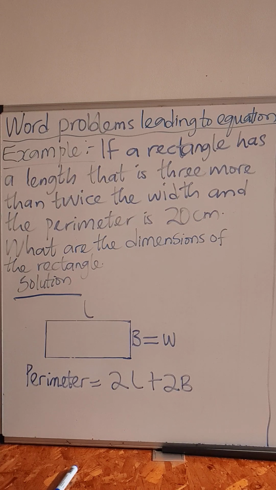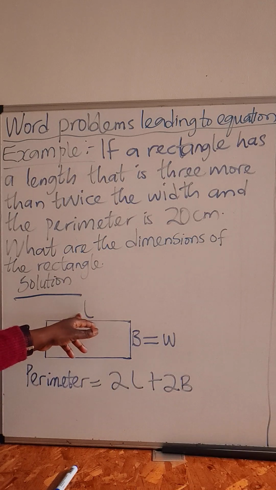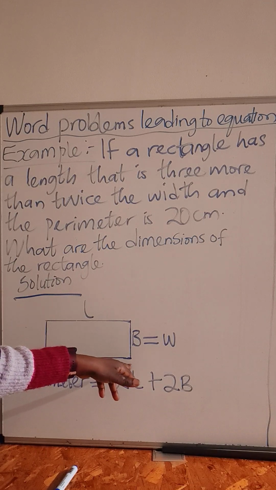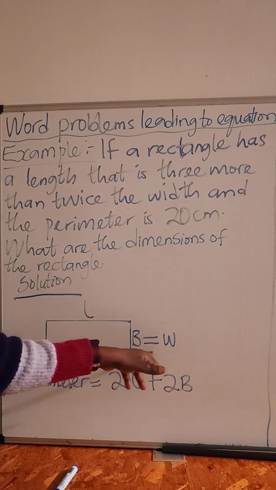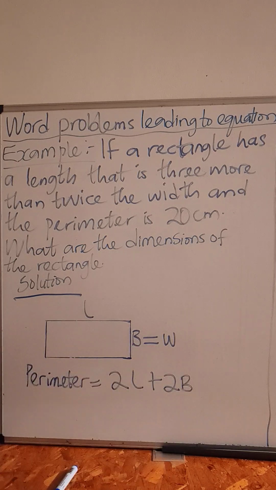If a rectangle has a length that is 3 more than twice the width and the perimeter is 20 centimeters, what are the dimensions of the rectangle? This is a typical rectangle on the board. The longer side is the length and the shorter side is the breadth, and it's also called the width.